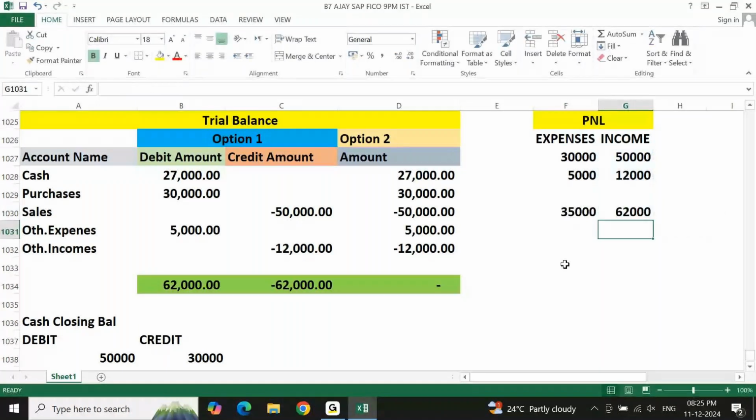Now, is your expense more or your income more? Income is more. If income is more, by default you will get profit. If expense is more, by default you will get a loss. By looking at it, are we in profit or are we in loss? We are in profit.